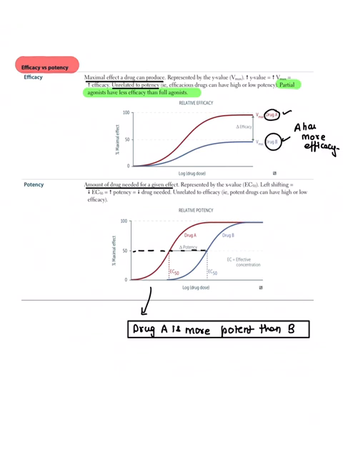A similar question was asked in your INI-CET 2022. So which drug is more efficacious? If you check it out, guys, drug A goes more up, it produces more maximum effect. See, drug A goes till 100, but this goes only up till almost 48, which means A has more efficacy.